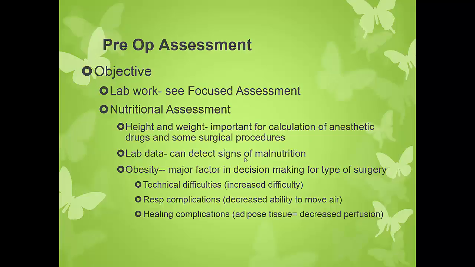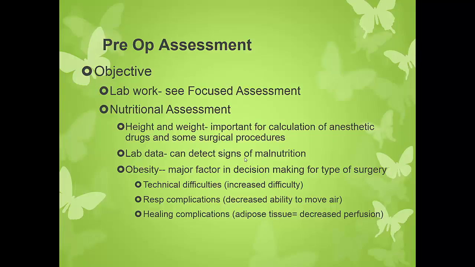I've already talked about lab data a little bit, but we can use lab data to detect signs of malnutrition. We can look at their albumin level. We can look at their red blood cells. If they're low in both of those, that suggests to us that they're perhaps not getting enough protein. Now, we also need to talk about obesity.